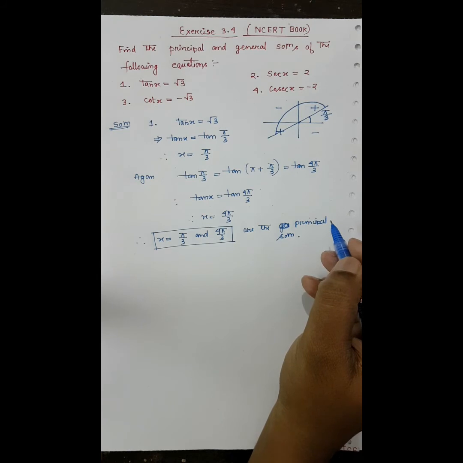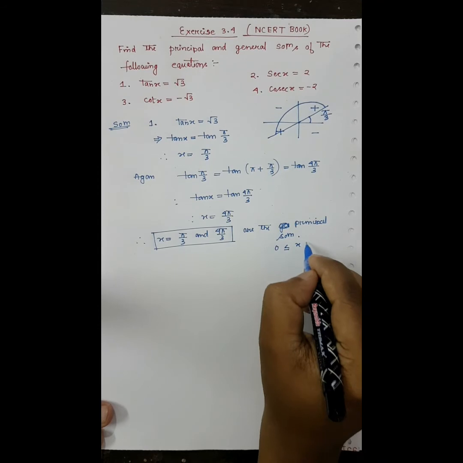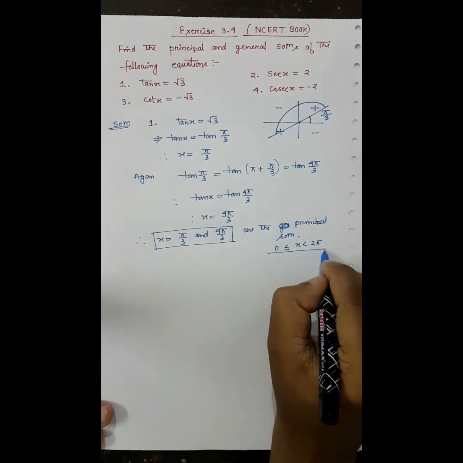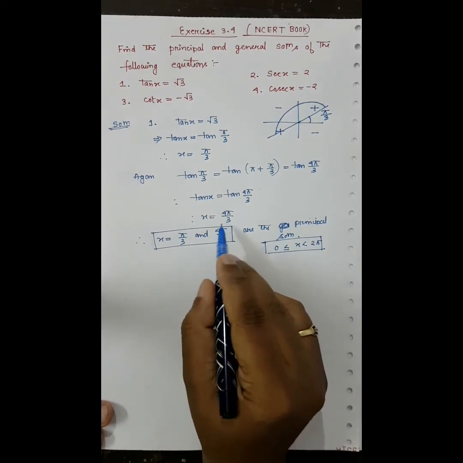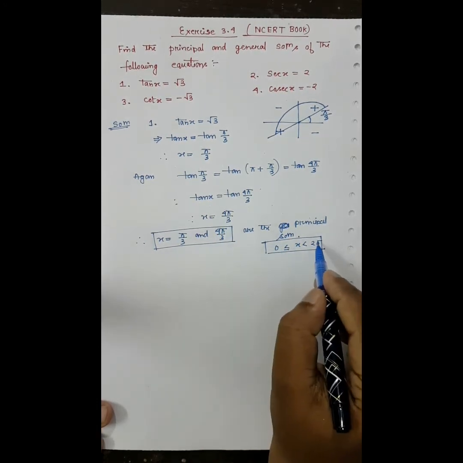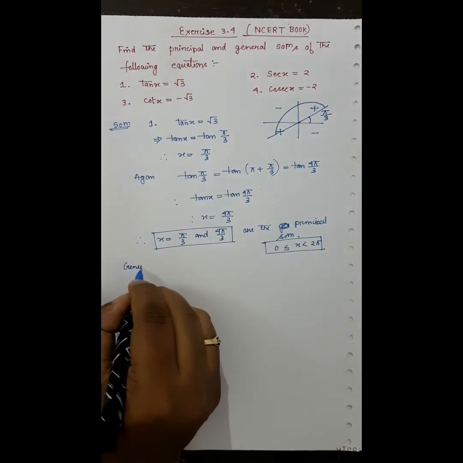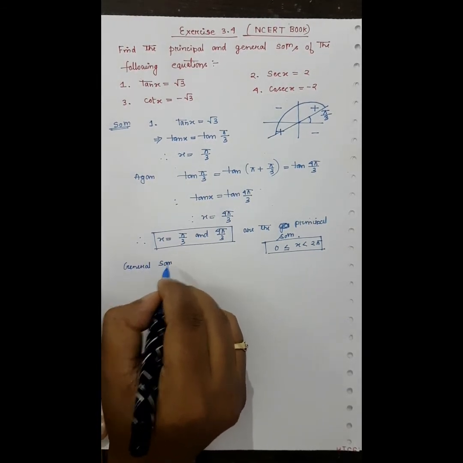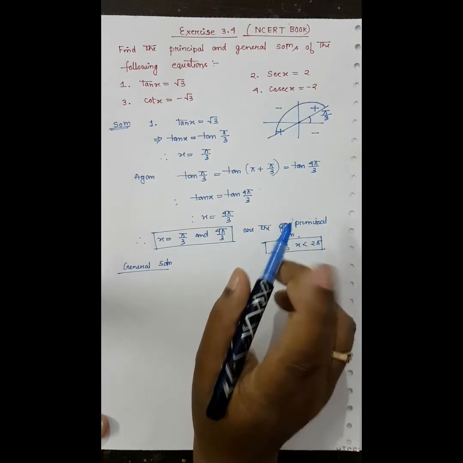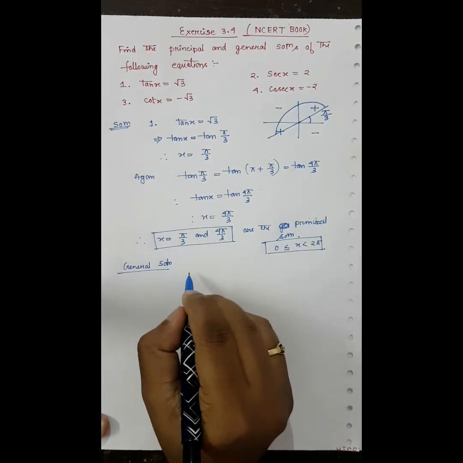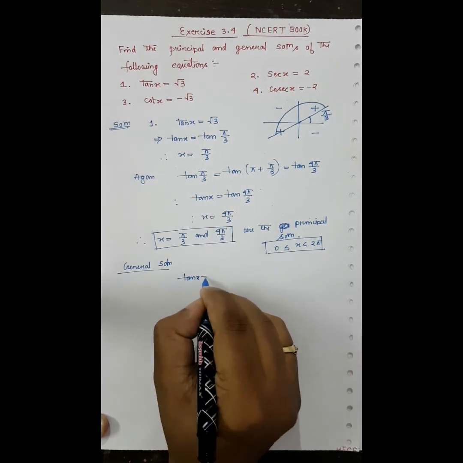See, when the solutions of a trigonometric equation lie in the interval 0 to twice pi, then this is called a principal solution. Here the angles pi by 3 and 4 pi by 3 lie in the interval 0 to twice pi. So these are the principal solutions. Now we have to find the general solution. Among these two solutions, pi by 3 and 4 pi by 3, the smallest value is pi by 3. So we can take root 3 is equal to tan pi by 3. So tan x is equal to root 3.